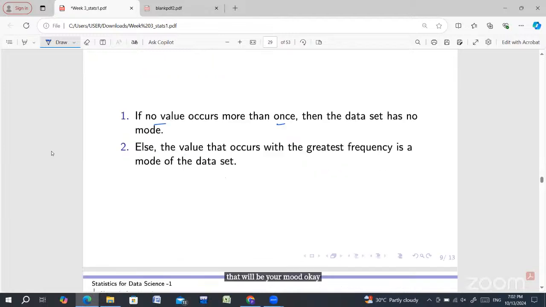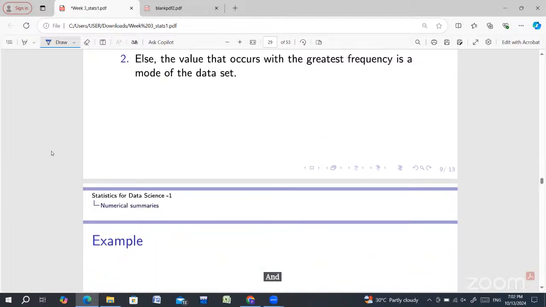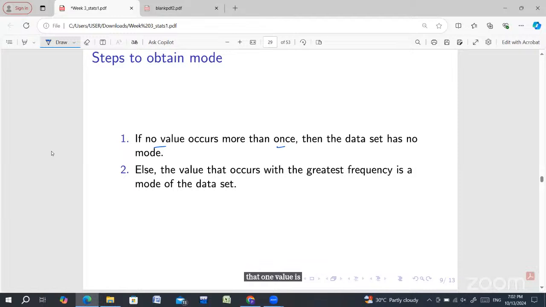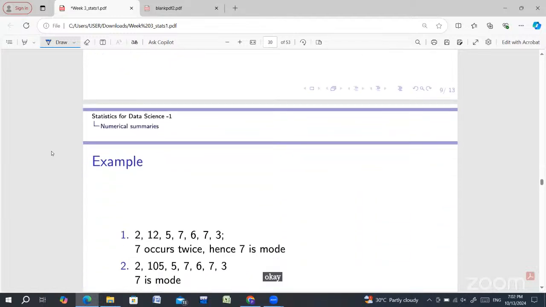And mode can be 1 or 2 or 3 or more. It's not always that one value is the mode. There can be 2 values that are the mode. It is also possible.